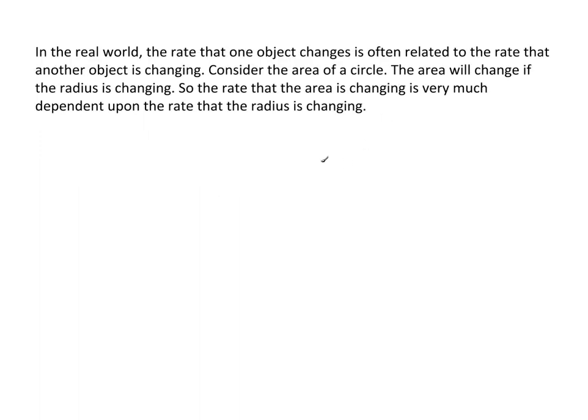So let's take a real quick overview of what this thing's about. In the real world, the rate of change of one object is often related to the rate that another object is changing. So think about the area of a circle. If I have some circle here, I can calculate this area as equal to pi r squared, where r is the value of the radius.